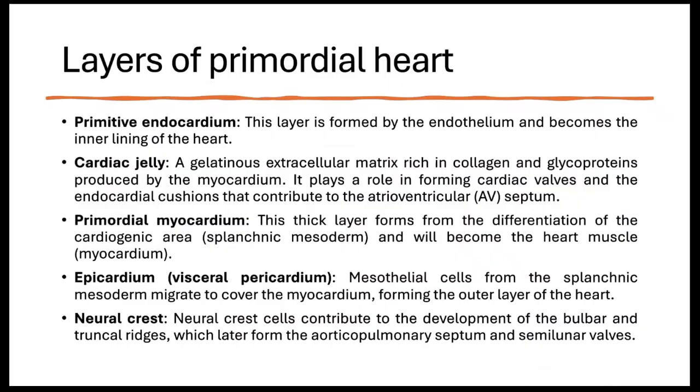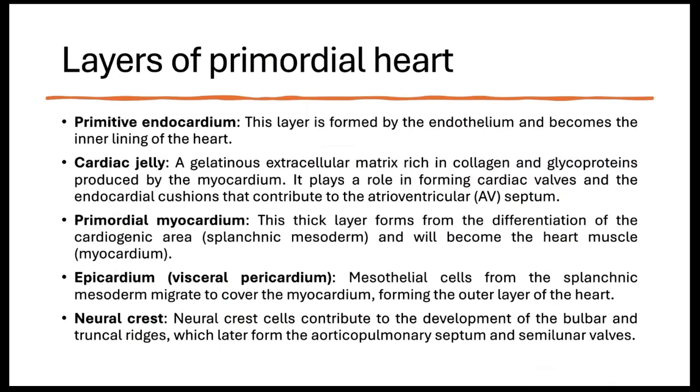There are five layers of the primordial heart. The first one is the primitive endocardium. So the endocardium is the innermost layer. Then we have something called the cardiac jelly, which is just a gelatinous substance produced by the myocardium. And later on, it has a significant role in the forming of the atrioventricular septum. Then we have the primordial of the myocardium. So this is basically just the muscle layer, which will later become the heart muscle.